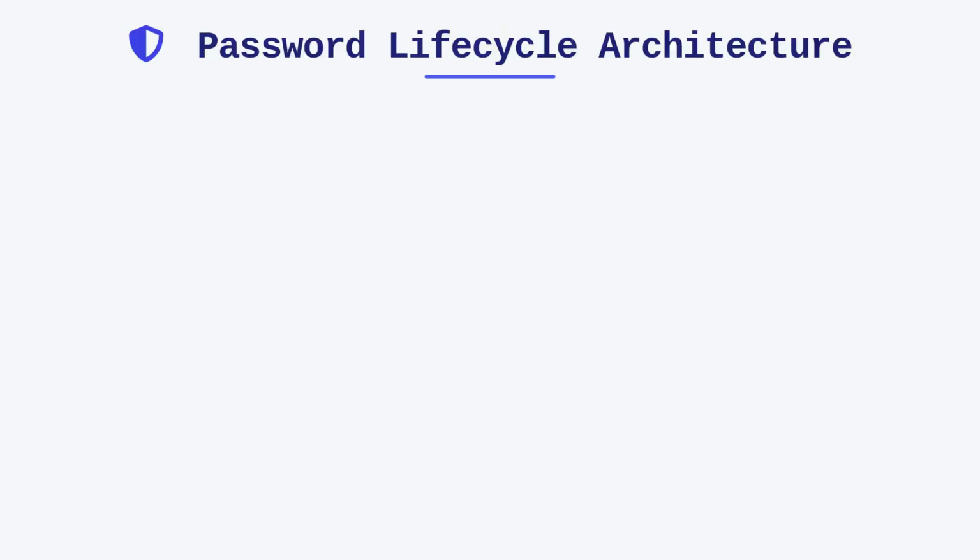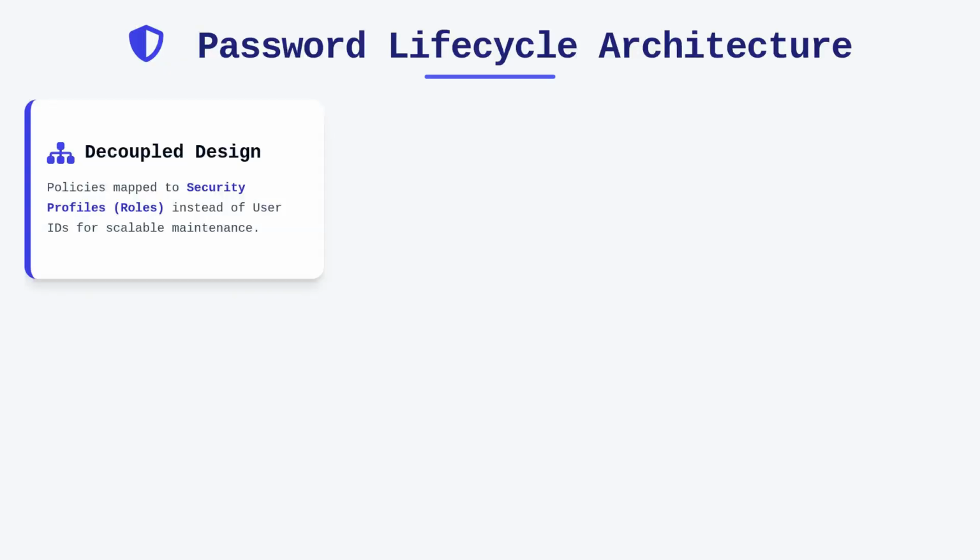The lifecycle of a password in this environment is governed by policies that dictate age, expiration, and the grace periods allowed before an account is locked. From an architectural perspective, we have to configure these settings in the security profile associated with the user's role rather than the user ID itself. This is a critical design choice because it allows us to decouple security requirements from the specific identity, making the system easier to maintain when thousands of users are involved.